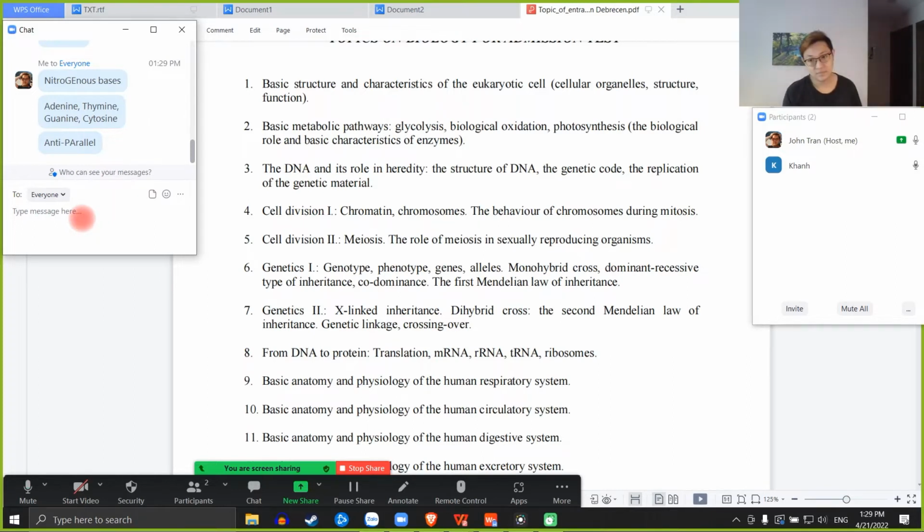And there are these two parallel strands pairing to each other by using the nitrogenous bases. And they are paired with each other by the formation of hydrogen bonds between the nitrogenous bases, or the organic bases.